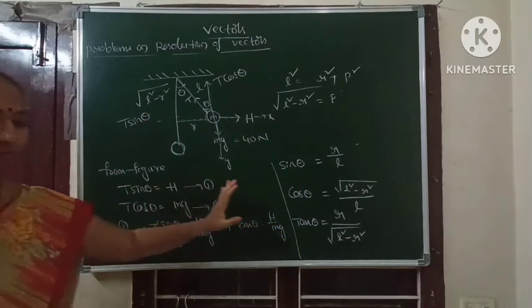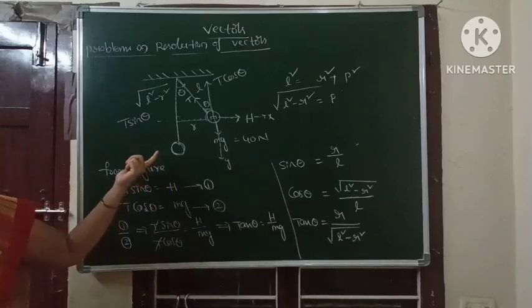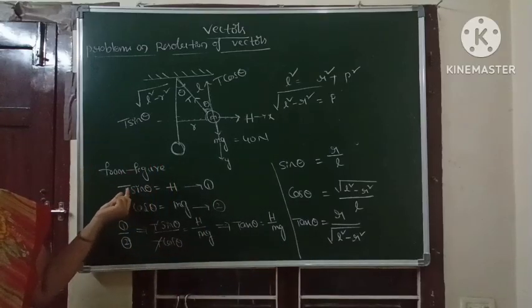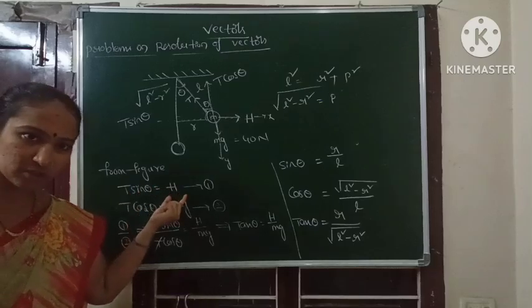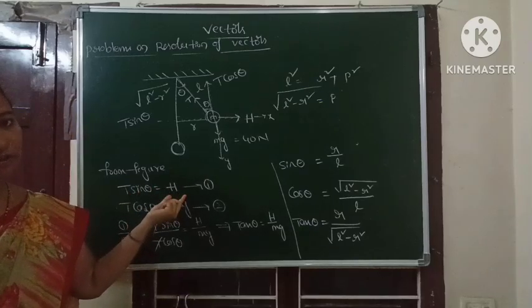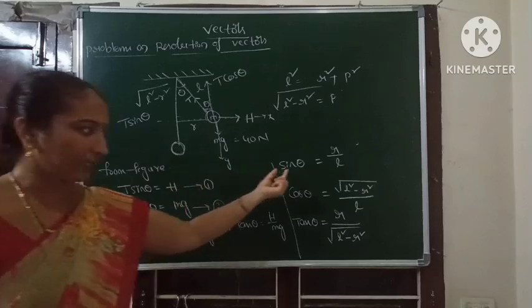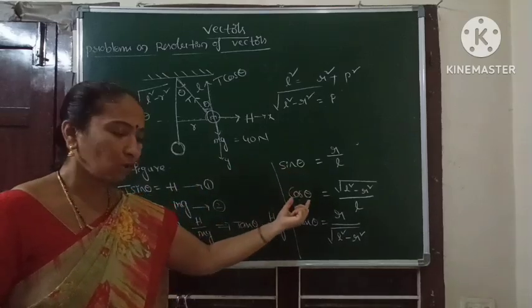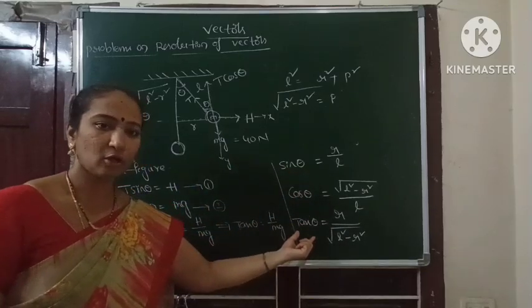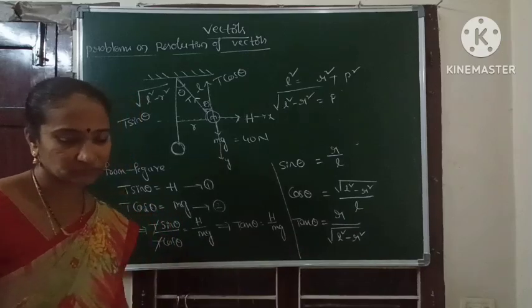So these are the different formulae for the simple pendulum to calculate the tension force in the string and the horizontal force which is used to pull the bob of the pendulum. You can calculate the angle using sin theta or cos theta or tan theta.